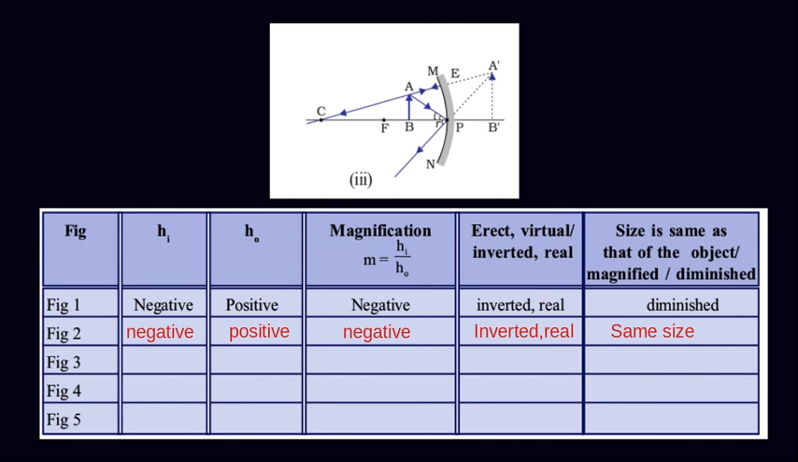Okay, let us see figure 3. What about the height of the image? Image is upwards, so that is positive, and HO is also positive, so magnification is positive. And what about the nature? Yes, virtual and erect, and the size is magnified. When an object is placed in a concave mirror between F and P, a magnified virtual erect image will be formed behind the mirror.